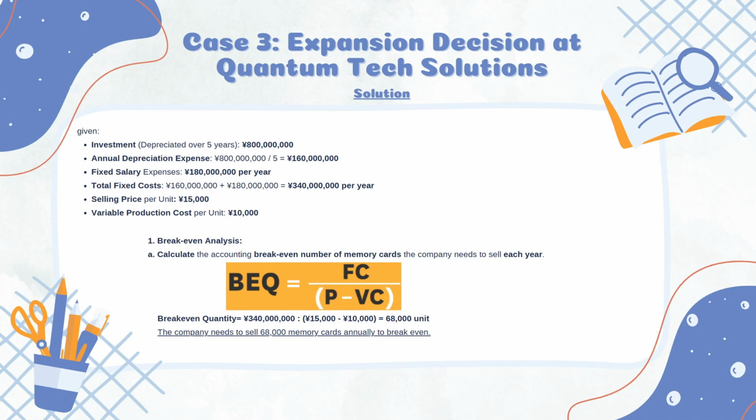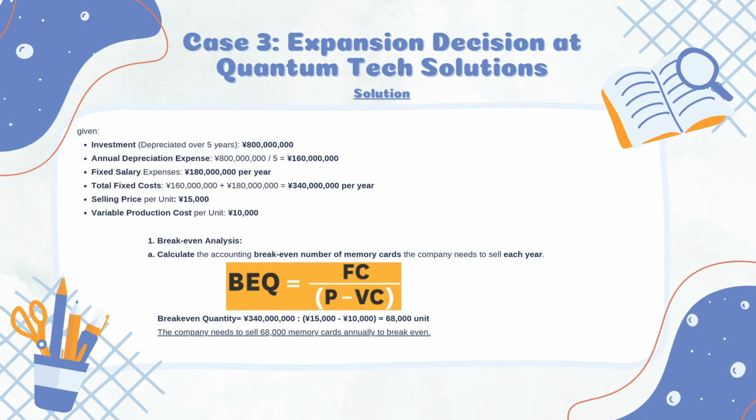Next is selling price per unit, 15,000 yen. And lastly, variable production cost per unit is 10,000 yen. Number 1, calculate the accounting break-even number of memory cards the company needs to sell each year.